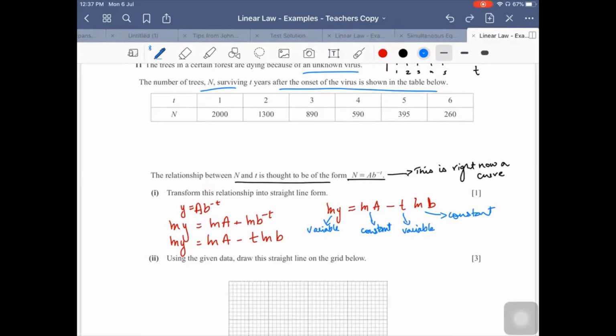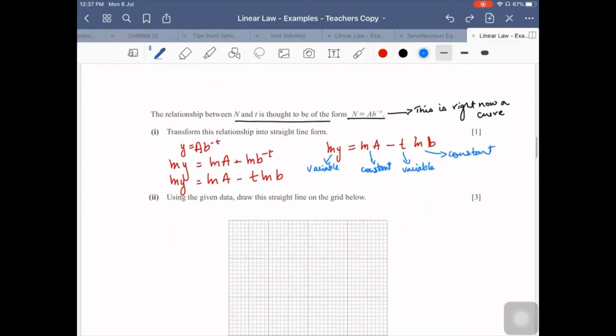But let me just write it in more detail. मैं लिखता हूँ कि अब y axis क्या बन गई है? What is my new y axis if I were to write this like that? y equals to mx plus c. What is my new y axis? ln y. What is my new x-axis? It's still the same, it is t.